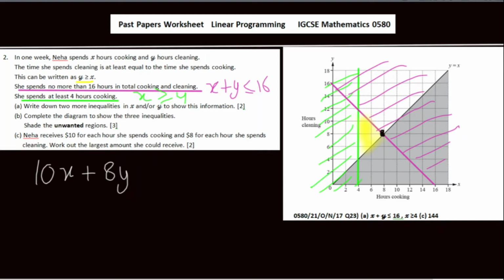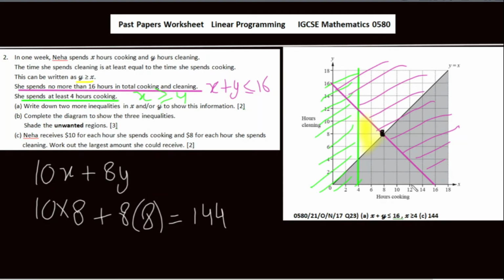So I'm going to write 10 times 8 plus 8 times, what's the corresponding value of y here? It's 8. So let's see if that gives us the answer. 10 times 8 plus 8 times 8 gives us 144. Yes, it's the mentioned answer in the marking scheme.